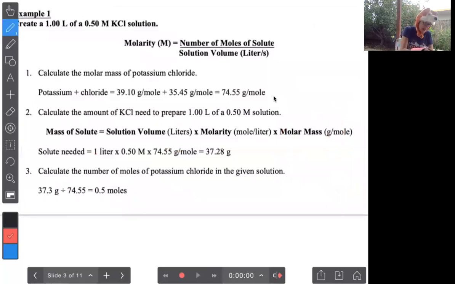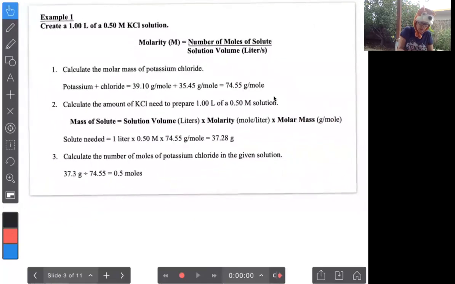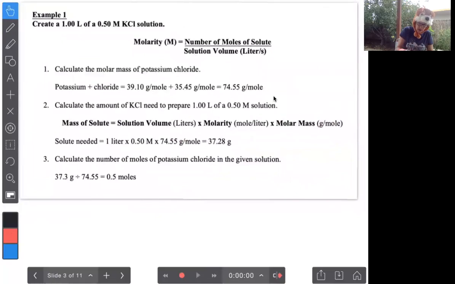Okay, what if we take another example and show it a little bit differently? Maybe that will help us so we can apply what we've learned. So we want 1 liter again, and we want 0.5 moles potassium chloride. Molarity is the number of moles of your solute in your volume, which is generally liters, right?